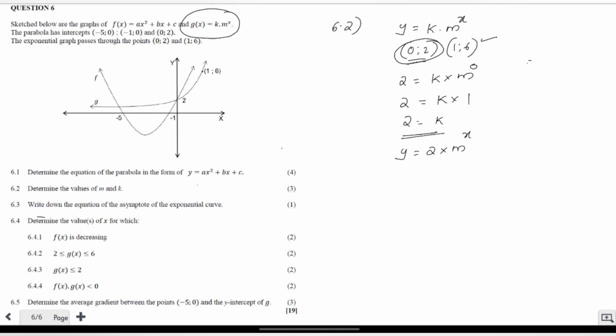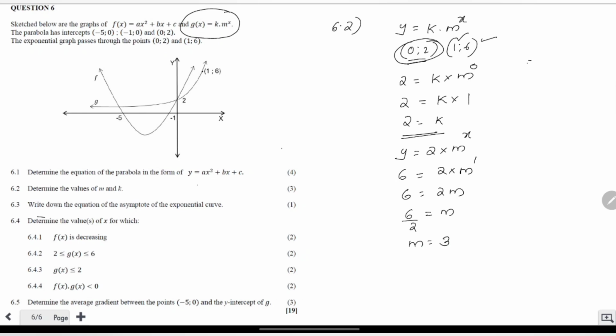That's how these things normally work. So (1, 6). Let me substitute (1, 6). That is, y value is 6. Y value is 6 is equal to 2 times m to the power, what is the x value? X value is 1. Isn't it? So we got it. That is 6 is equal to 2m. Therefore, m is equal to, divide both sides by 2, that is 6 divided by 2. So m is equal to 3.